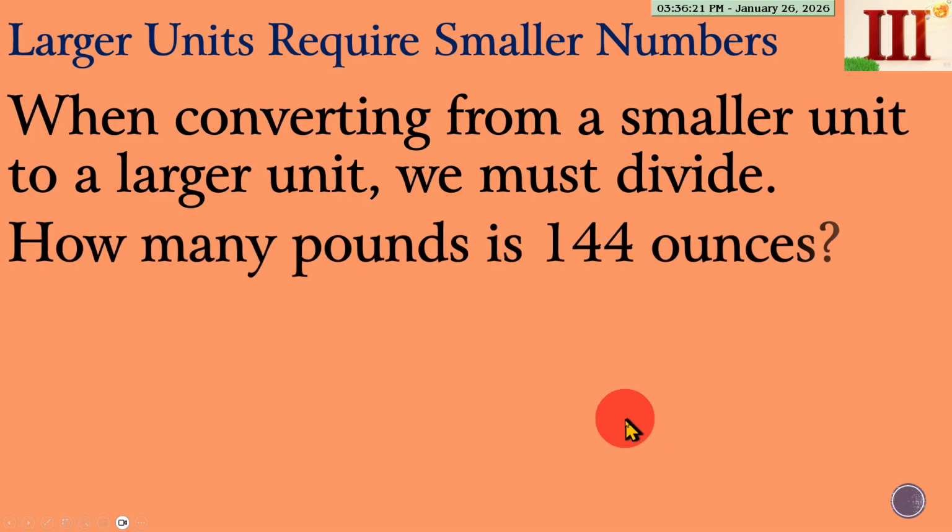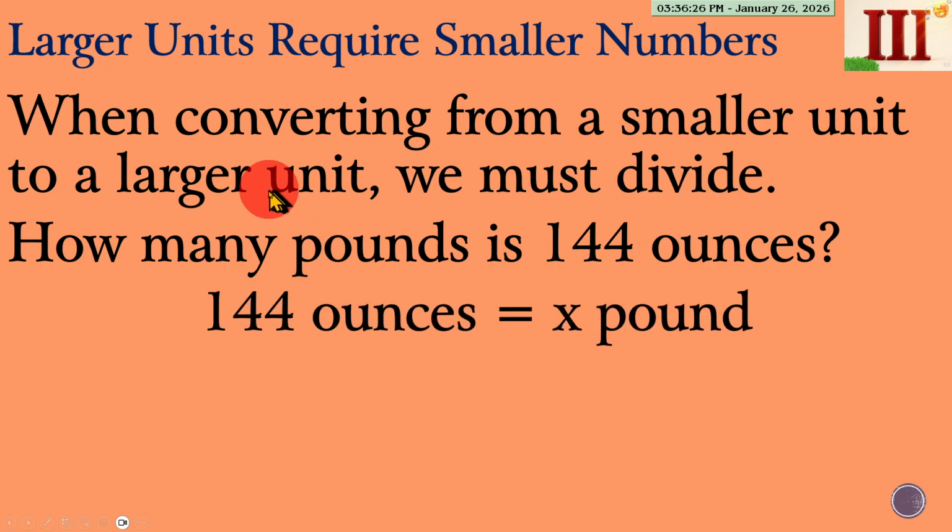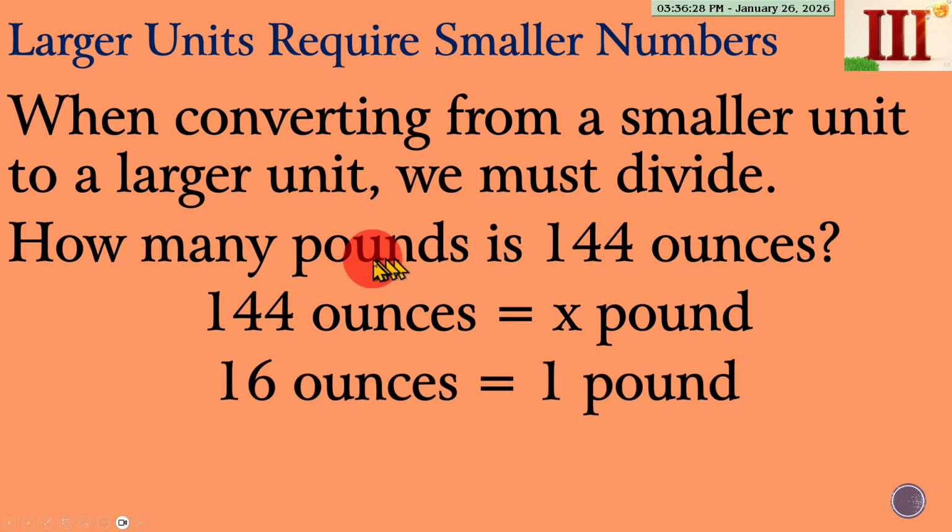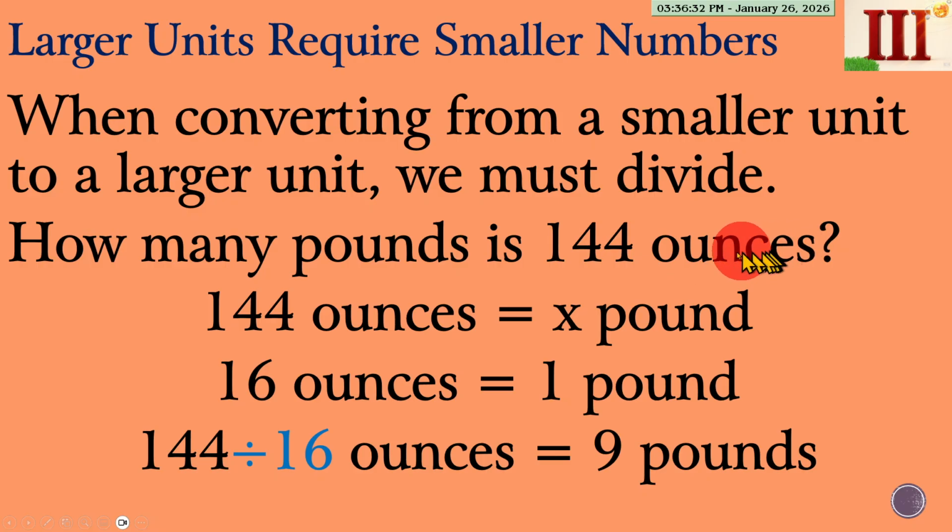Likewise, we are well aware, this time we want a larger unit. So the question is, how many pounds is 144 ounces? So now, notice what we have. We have 144 ounces is equal to an unknown amount of pounds. The conversion rate says that 16 ounces is 1 pound. Notice what I'm doing. I'm lining up my units, ounce to ounce, pound to pound.